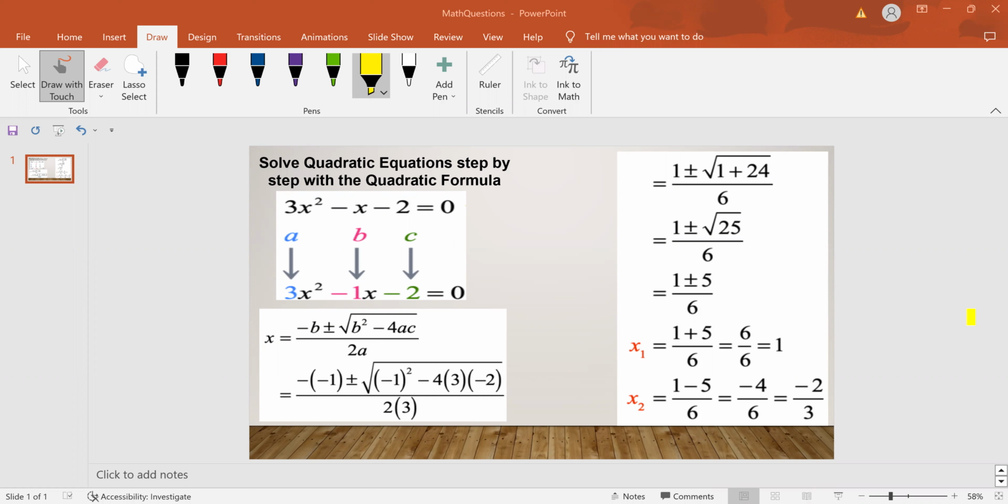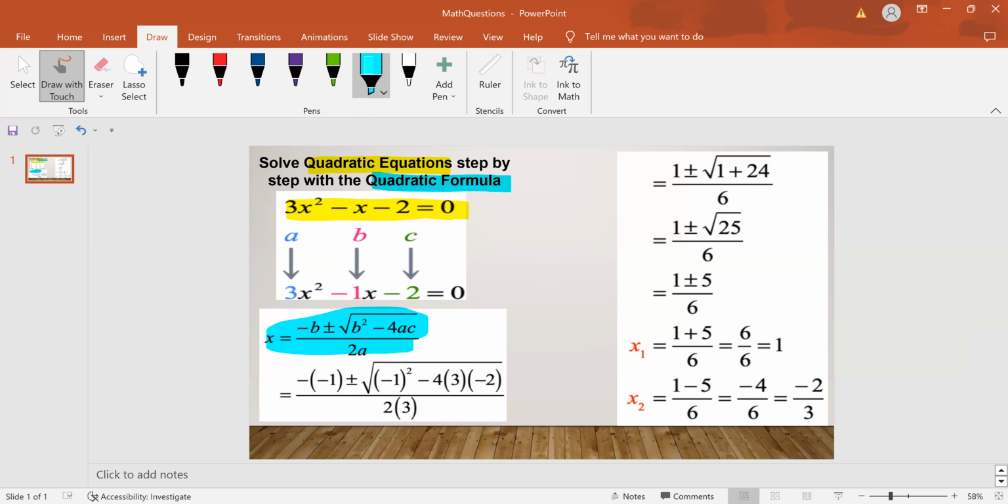First of all, let's understand this. They say quadratic equation, so we're going to solve a quadratic equation. What they mean by quadratic equation is this. This is an example of a quadratic equation. So you're going to solve that quadratic equation with what? The quadratic formula. The quadratic formula is what we have here.